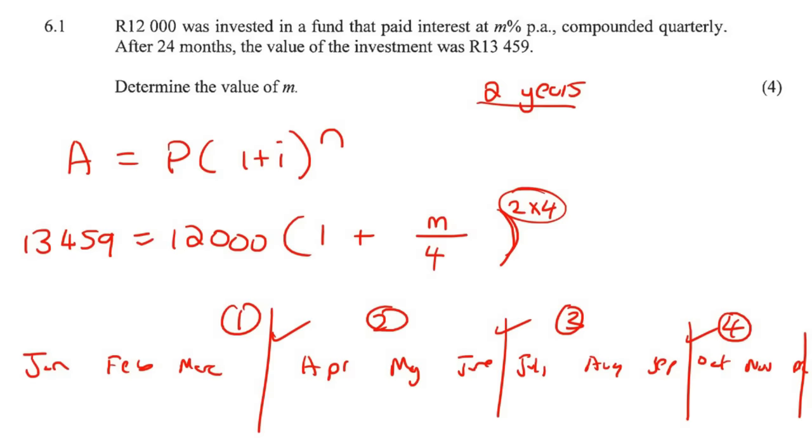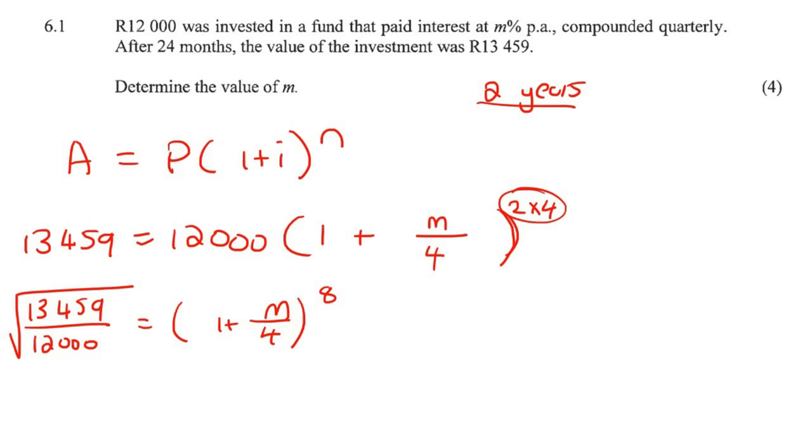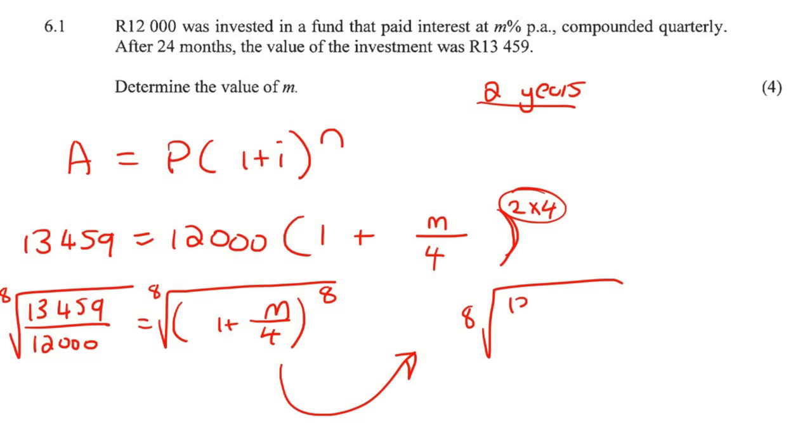Now, to work this out, what we could do is divide by 12,000 first. And then that would just be an 8. The next thing we can do is take the 8th root on both sides, because that'll cancel out this part over here. Trust me on this, don't use your calculator right now, otherwise you're going to have to be rounding off the whole time. Just leave it as long as you can, like that. Then on this side, we don't have the 8 anymore, because the 8th root cancelled that out.